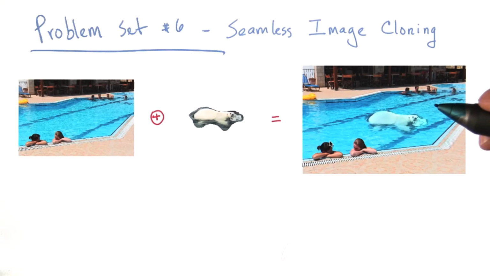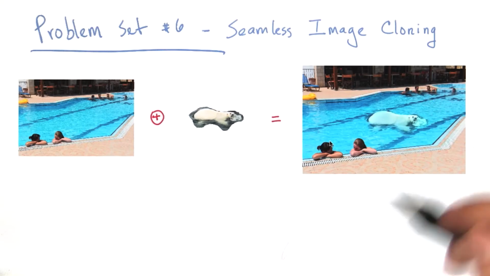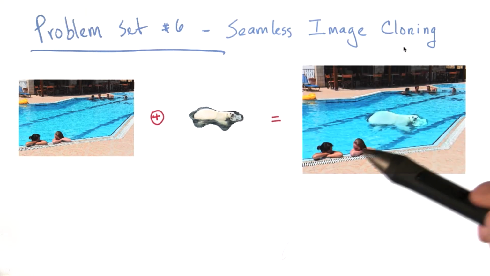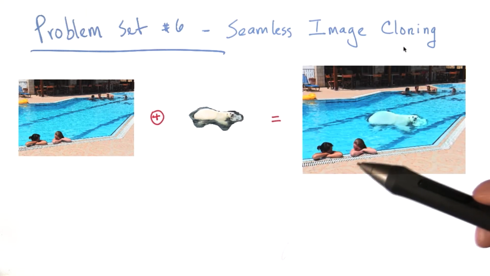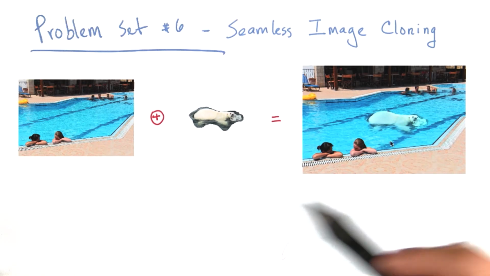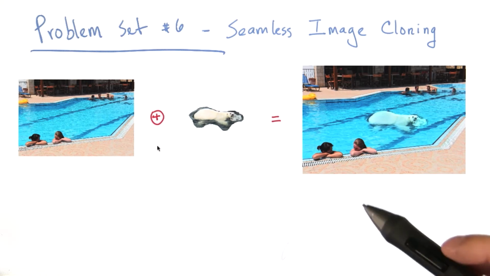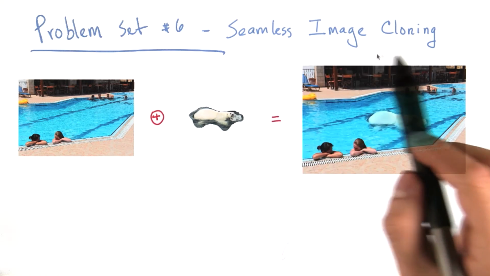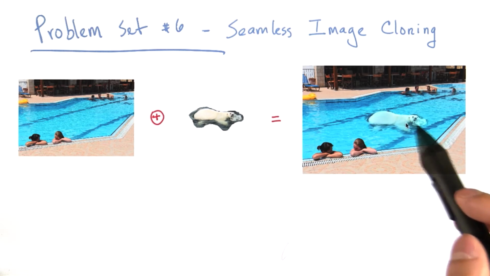In problem set number 6, you will be implementing a fast parallel algorithm for seamless image cloning. Seamless image cloning is a modern algorithm for pasting one image into another in a very subtle way. And here's an example of seamless image cloning. So for example, you have a bear, a swimming pool, and with seamless image cloning, you now have a polar bear in the swimming pool.